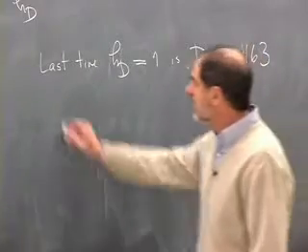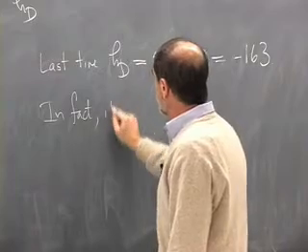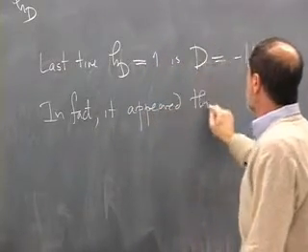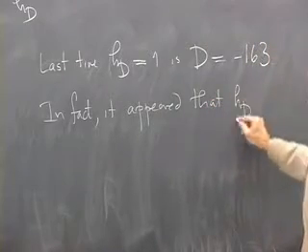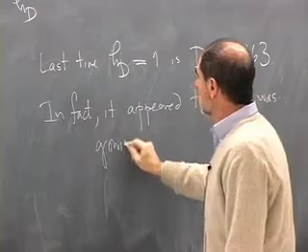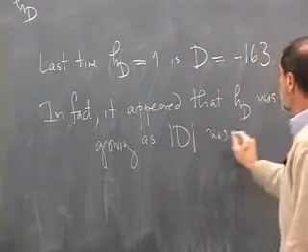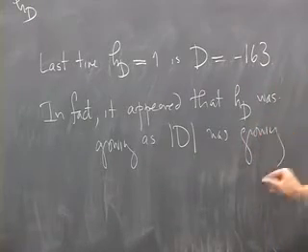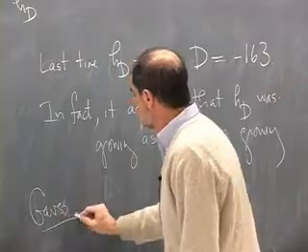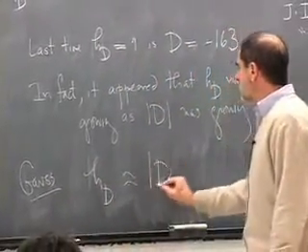And in fact, it appeared that H_D was growing as the absolute value of D was growing. And Gauss guessed that the size of H_D was approximately the square root of D.